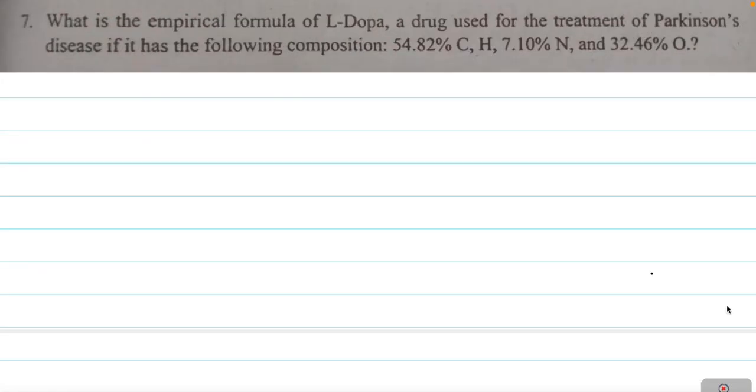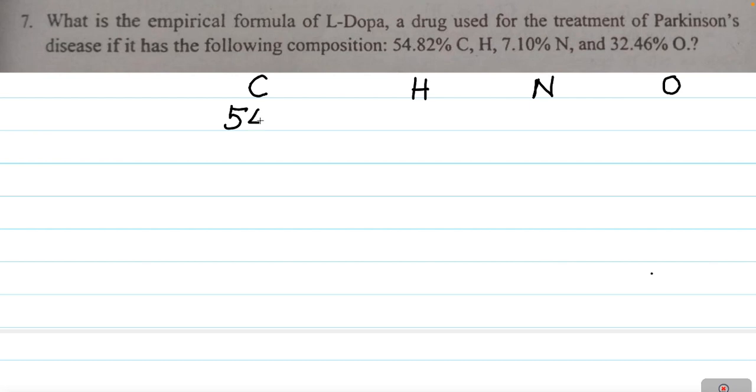Okay, so we want to look at solving this. They said, what is the empirical formula of L-Dopa, a drug that is used for the treatment of Parkinson's disease? It has the following composition. Of course, to solve the empirical formula, you first have to list out the elements contained. So we have C, H, N, O.